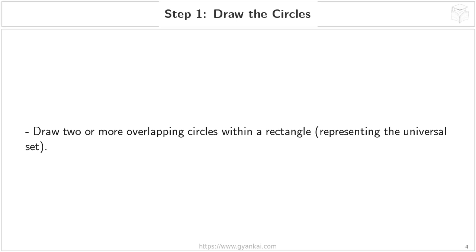Step 1. Draw the circles. First, we need to draw 2 or more circles that overlap. Think of each circle as representing one of our sets, like the sets A and B we talked about earlier. The key here is that they must overlap.